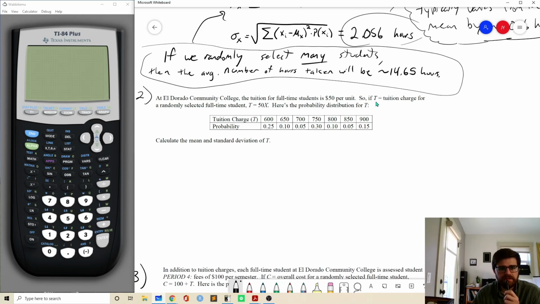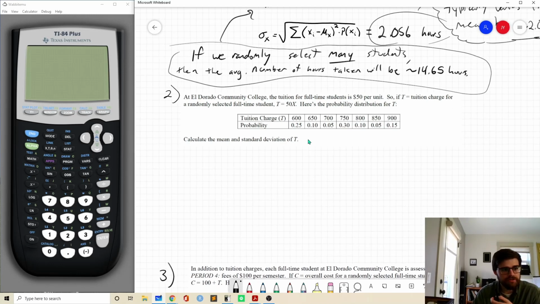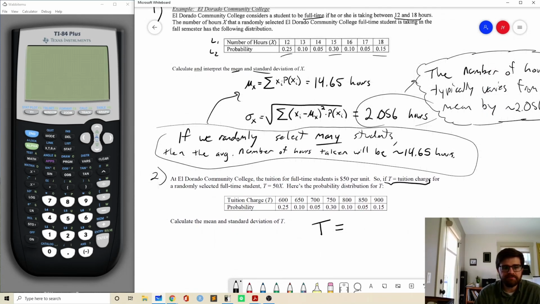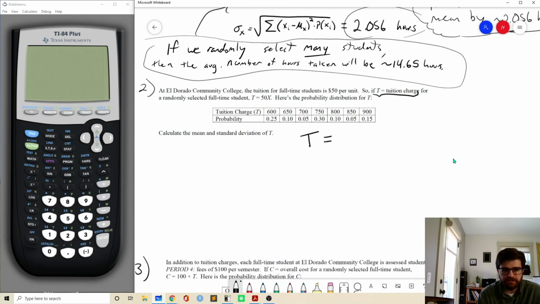So if T is going to represent the tuition charge of a randomly selected student, T equals 50x. So we have two random variables now. T is the random variable representing the amount of tuition they're going to pay, and x is a random variable representing how many hours they took from this last problem. So the tuition is $50 times the number of hours. So we can get a new random variable by taking an old random variable and transforming it, by multiplying it in this case. So let's see what we get.